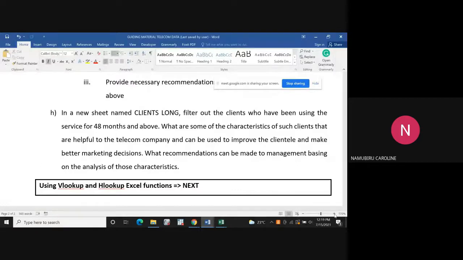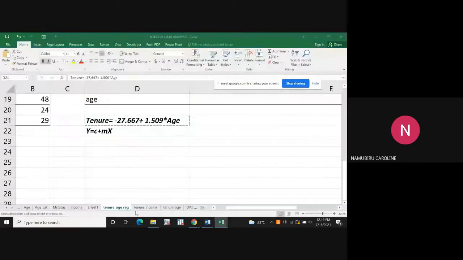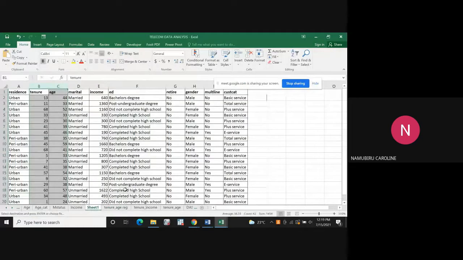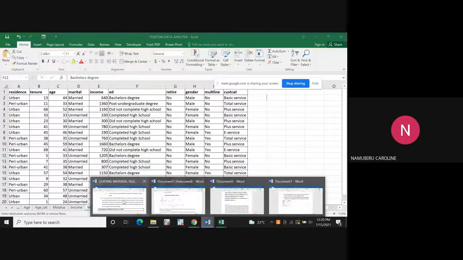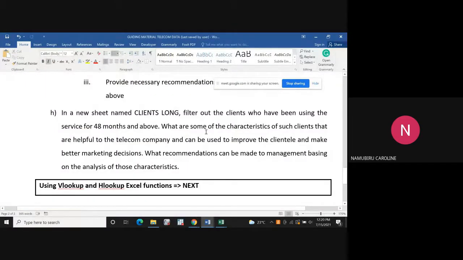Okay, so let us move to our data. We are using our sheet 1, this is our original. We are going to filter out clients who have been with the service for 48 months and above. But because the questions that follow tell us to make sure that we understand the characteristics, and then make recommendations, filtering is the first thing we shall do. Then we are going to discuss the characteristics of such clients that we believe are helpful for the company. Then we are going to make recommendations.